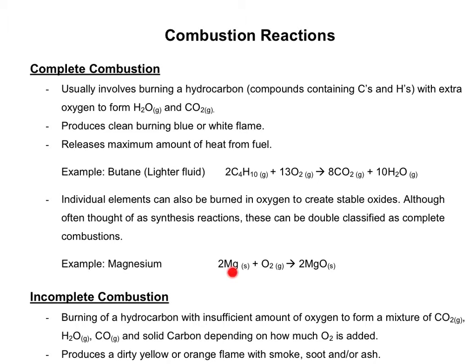For example, if you take magnesium and burn it as a fuel with some oxygen, you can make some magnesium oxide. And with your previous chemistry experience, you guys will remember when you do this reaction, it gives you a very white, hot flame. That's one of the signs of a complete combustion.